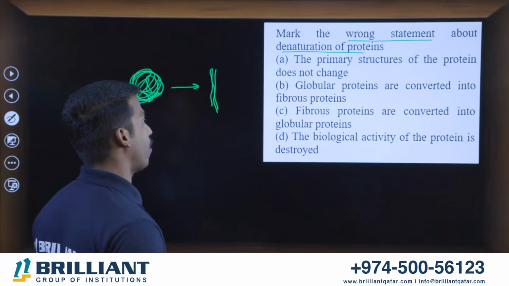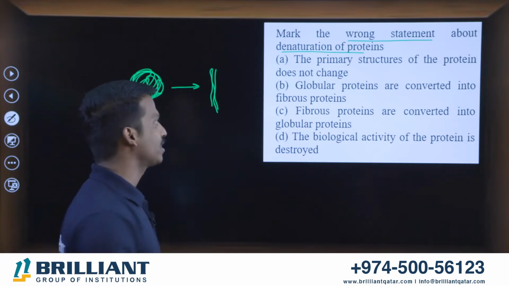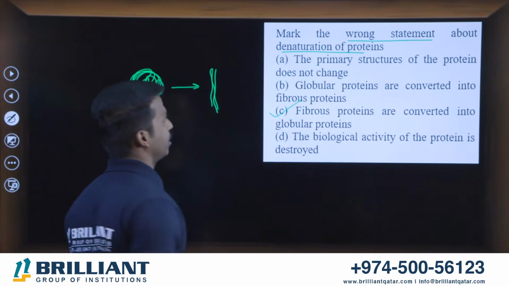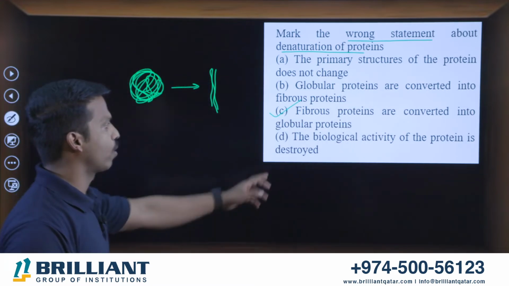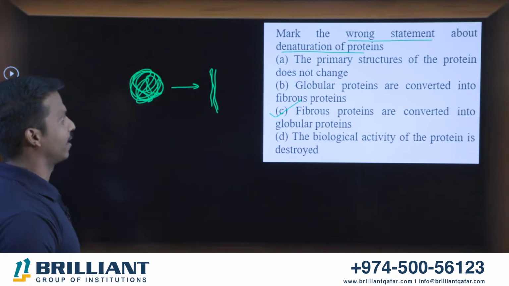Correct one. Fibrous proteins are converted to globular protein. No, that is a wrong statement, dear all of you. Option C is the wrong statement. And biological activity of the protein is destroyed, right? Of course. So option C is the correct answer.